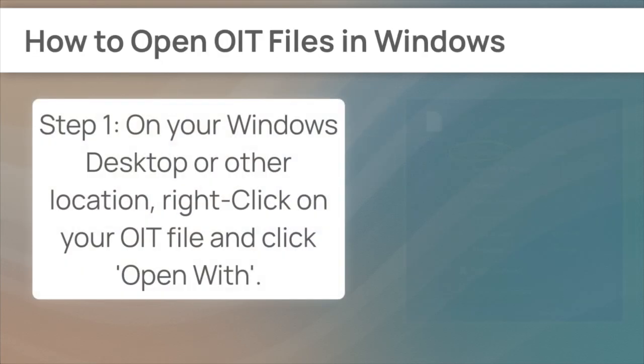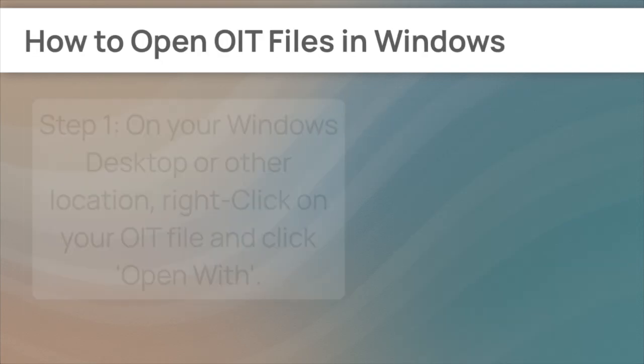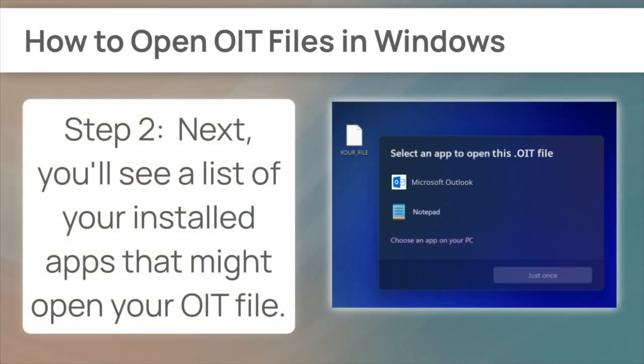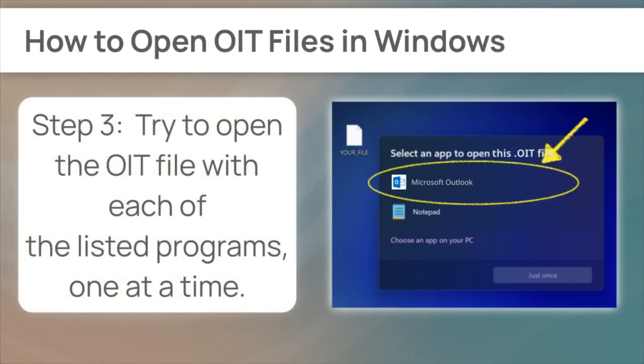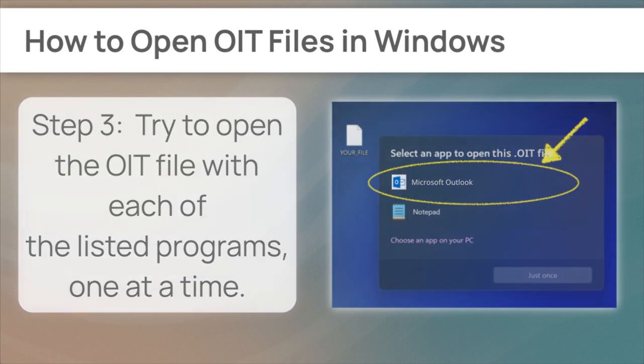To guarantee the file opens, right-click your OIT file and select Open With. Check for Microsoft Outlook first. If it is absent, select another program. A systematic check of installed tools is vital.